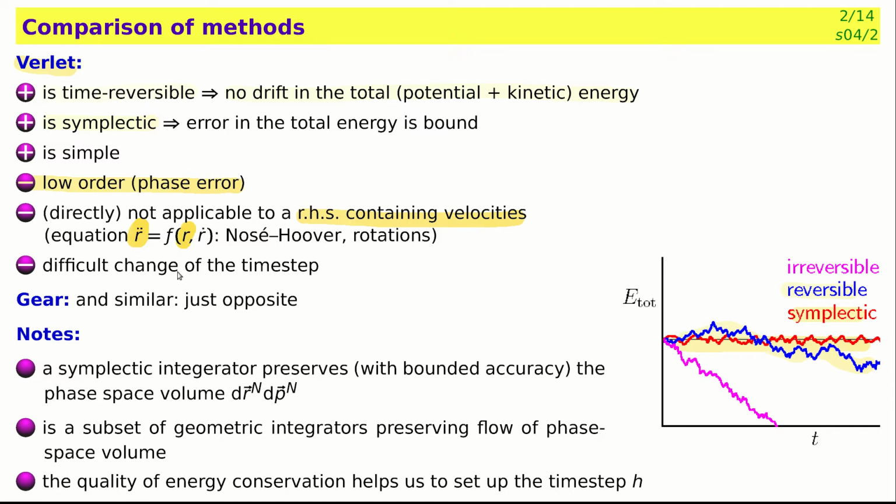But in some cases we have such terms. For example, if we use rotating bodies, constraint dynamics in some cases, or some types of thermostats. I will speak about this later. Also, it's difficult to change the time step, but usually this is not a big problem. We usually keep the time step fixed in molecular dynamics. The Gears methods are just opposite in all these aspects. That is, they are not time reversible, they are of higher order, they can be applied to these equations, and it is easy to change the time step.